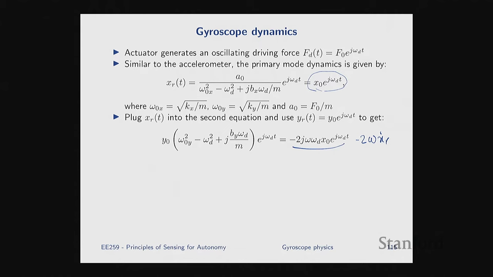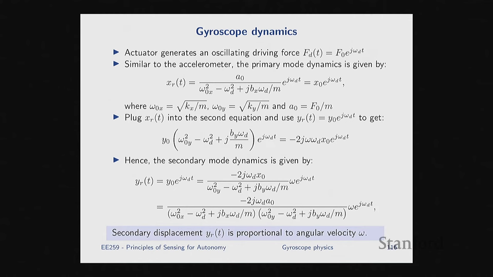Okay, so let's find our displacement in the sense direction. So what the displacement becomes from this, you just basically divide both sides by this term, and your expression for your sense displacement is given by this expression here. What you can do is also plug in for x0 this expression on top.